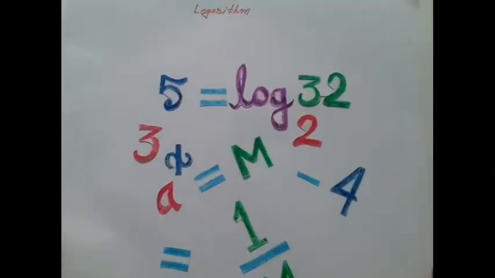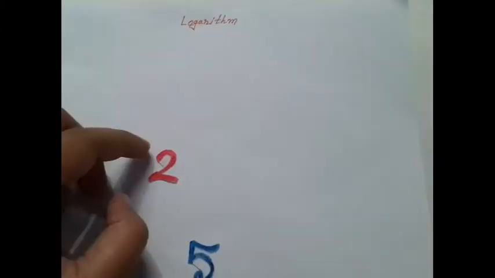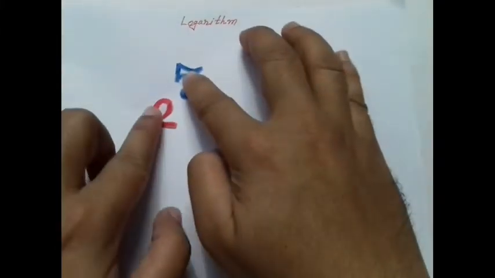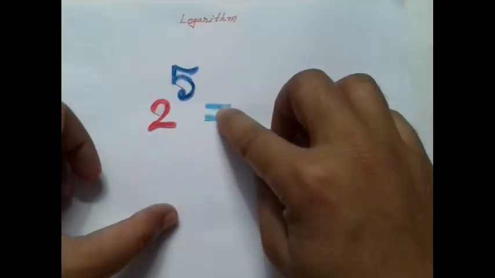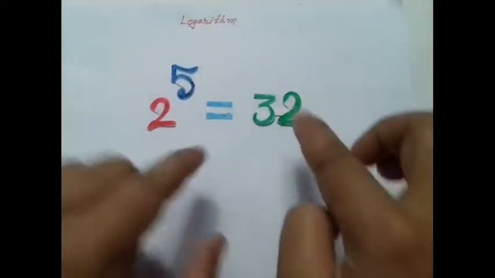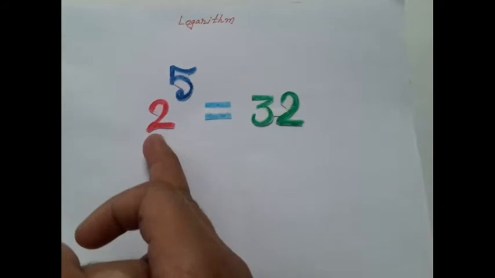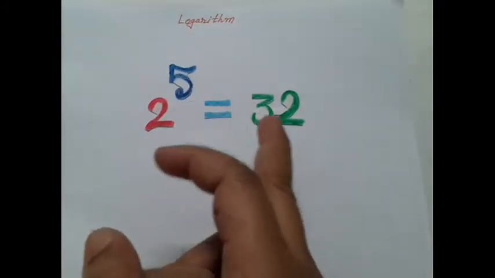In this video, you will get the introduction of logarithm and the derivation of some of its formulas. We have to start with one example. We have 2 to the power 5 equals 32. Here 2 is the base and 5 is the power, and we are getting 32.